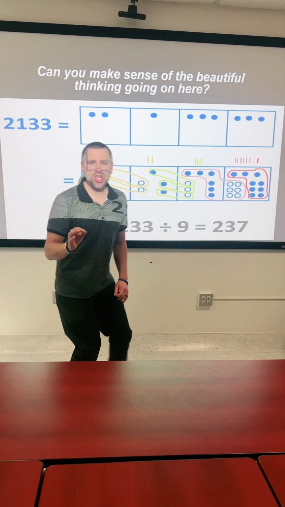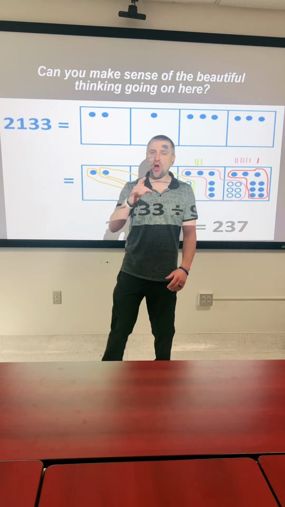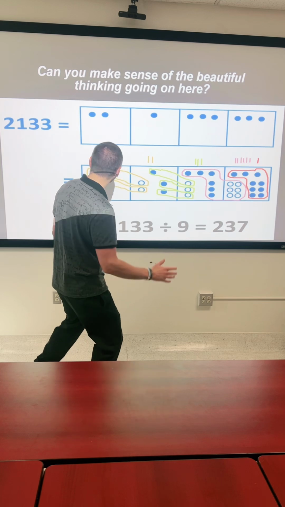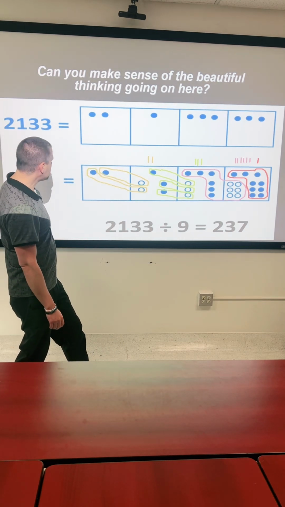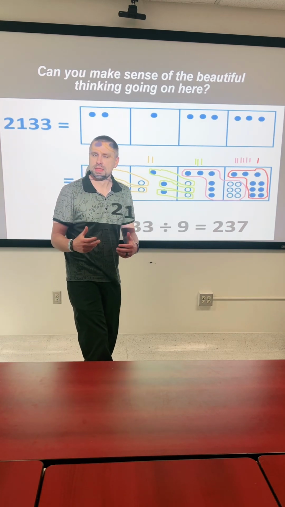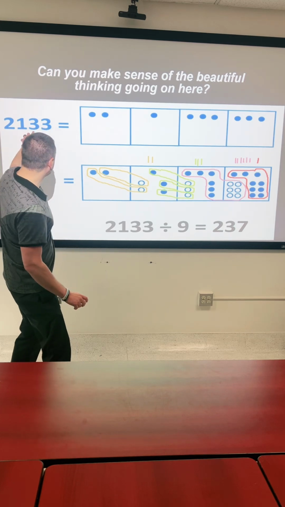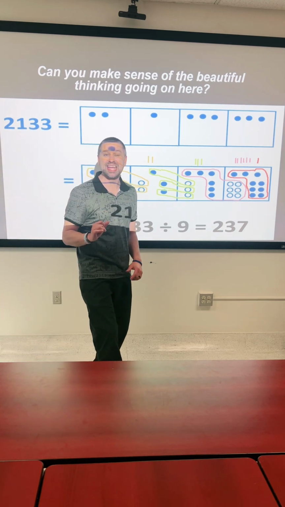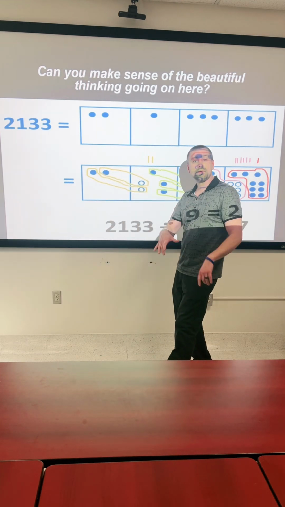Hello! Can you make sense of the absolute beautiful thinking that's going on right here in this picture? So what we have is the problem where we have 2,133 and we want to go ahead and divide that by 9. So what this student is doing is making a picture of 2,133, putting that in a place value chart, or as I call this, a 10-to-1 machine.